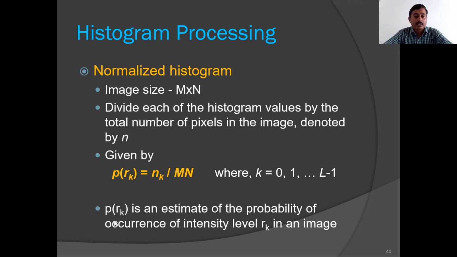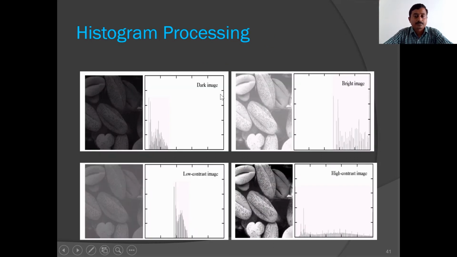Okay, that's why this P of Rk is an estimate of the probability of occurrence of intensity level Rk in an image. So we generally find the normalized histogram of the given image. Now these are a few sample images. This is an image which is very dark, and this is the histogram of that image. As you can see, the components of the histogram are concentrated towards the low side of the intensity scale.